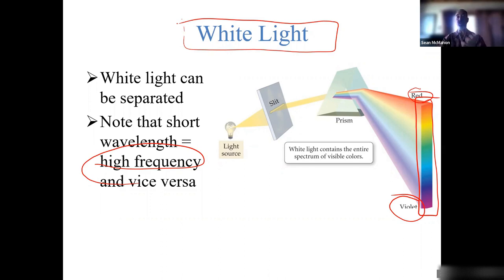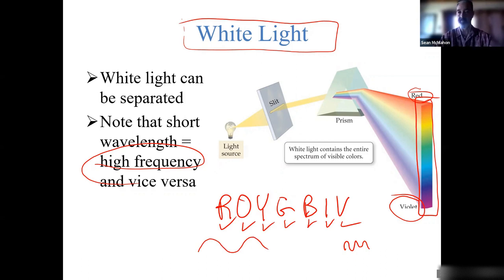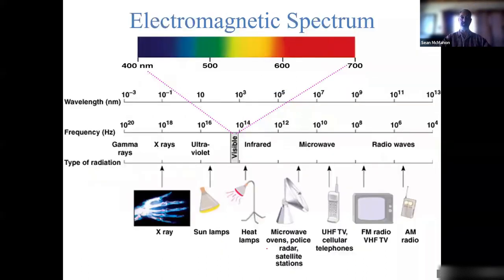And the way you can remember the spectrum of visible light is the acronym ROY G. BIV for red, orange, yellow, green, blue, indigo, and lastly, violet. Violet being the shortest wavelength, red being the longest.